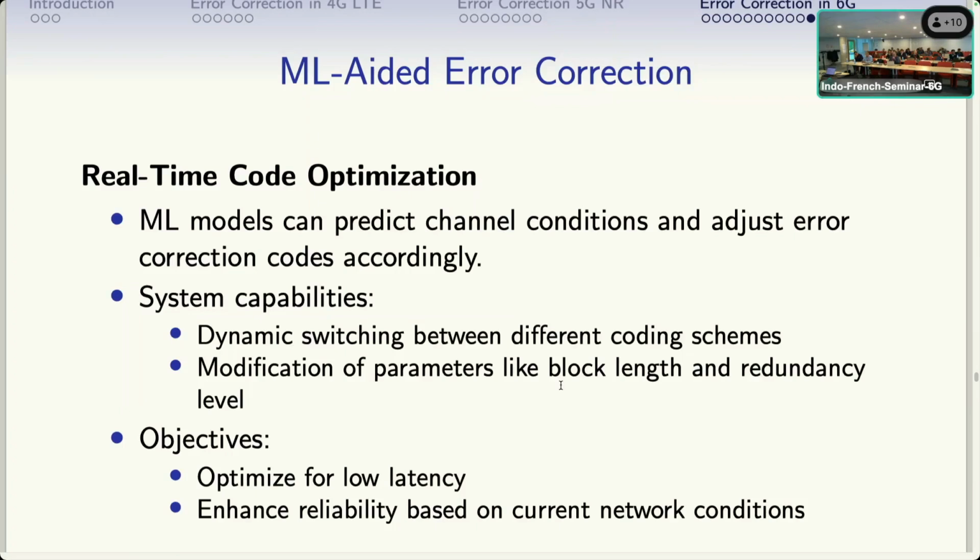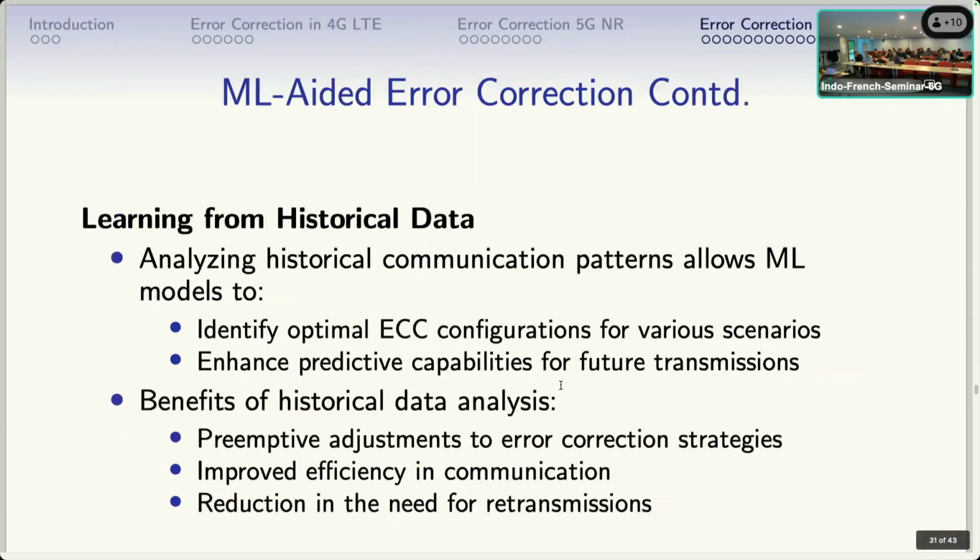And now we shall start with the ML-aided error correction. Depending on the scenario, there would be a bank of error control schemes and different parameters for each scheme. Depending on the scenario, the system will learn and switch to the optimal coding strategy with a particular type of parameter. Our purpose is to reduce the latency and increase the reliability.